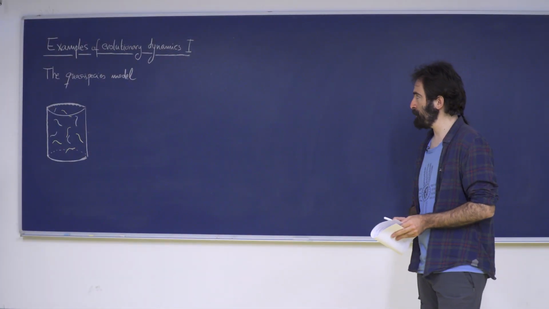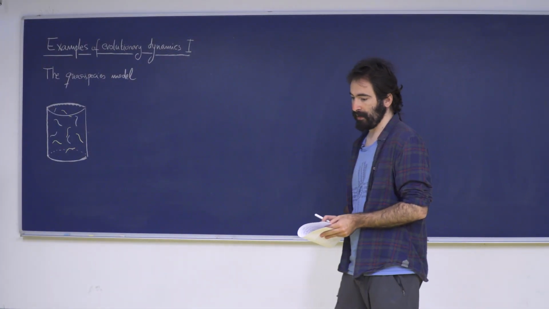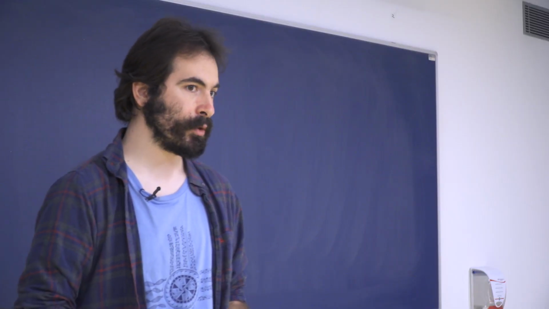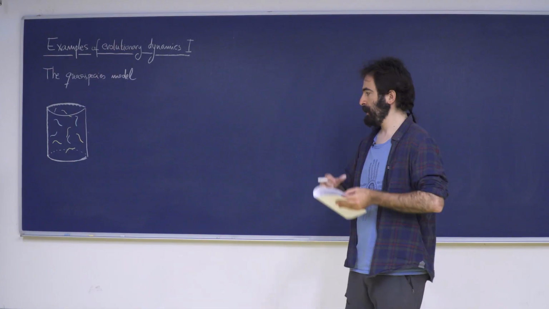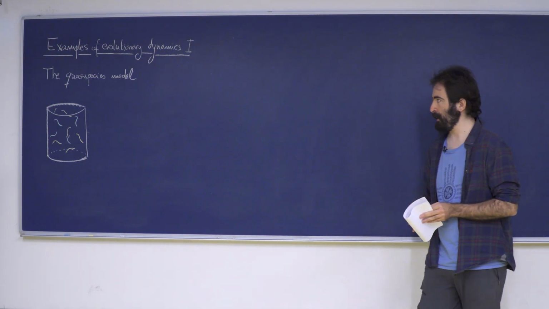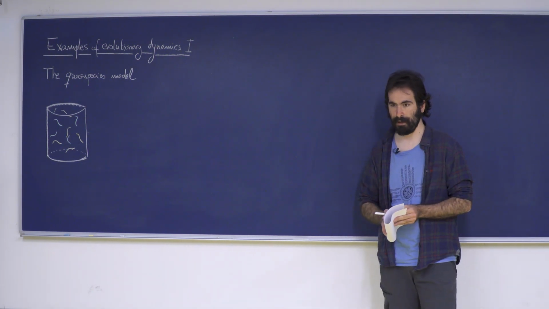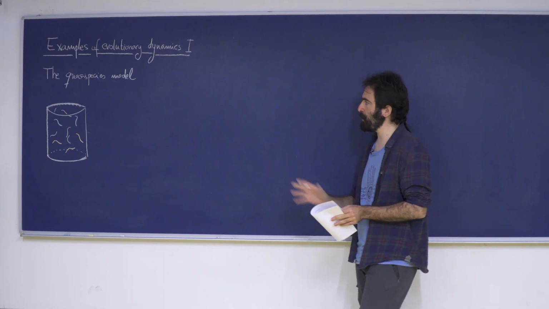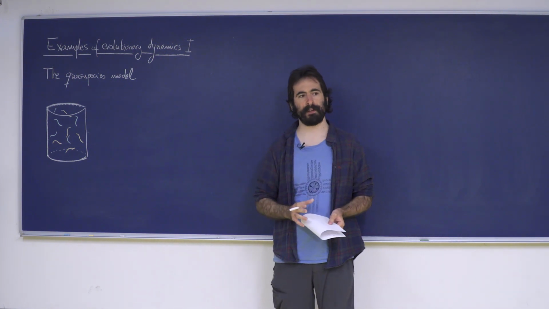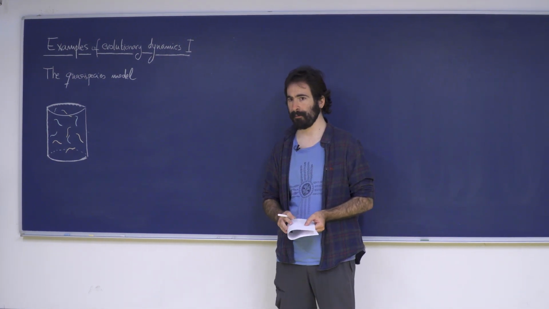Okay, so welcome to this first part of examples in evolutionary dynamics. Today we're going to start with a very fascinating model that has been quite a pinnacle of achievement in this field, which is called the Quasispecies model, and we're going to solve it for a particular simplification that is due to Swetina and Schuster.